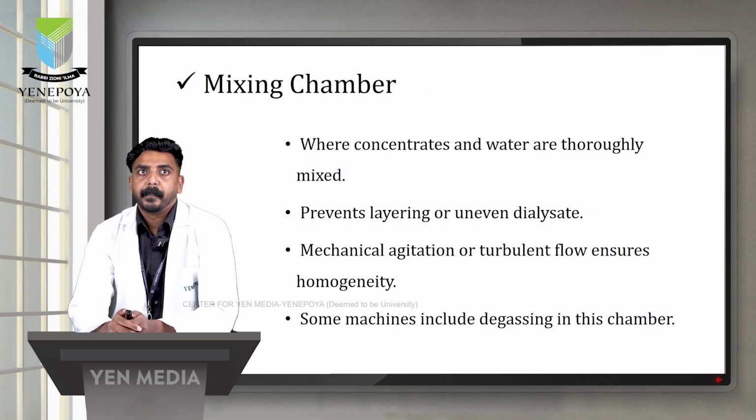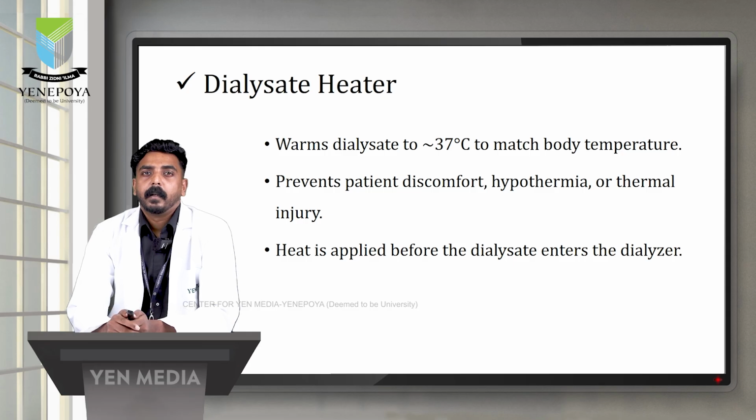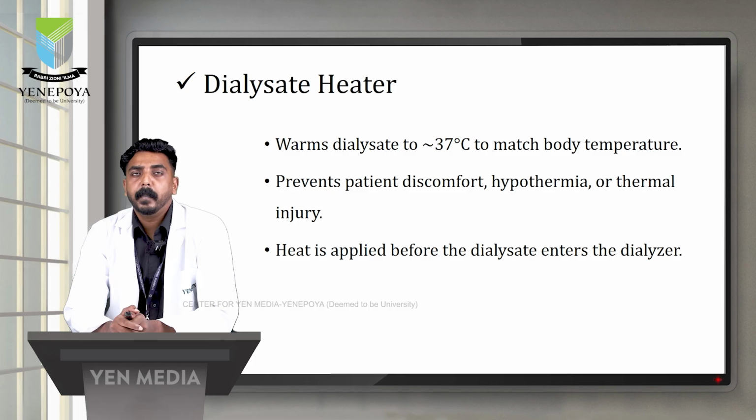Coming to the mixing chamber. The mixing chamber is where the concentrate and water are thoroughly mixed. It prevents layering or uneven dialysate. Mechanical agitation or turbulent flow ensures homogeneity. Some machines include degassing in this chamber. Dialysate heater. The dialysate heater warms dialysate to approximately 37 degrees Celsius to match the body temperature. It prevents patient discomfort, hypothermia or thermal injury. Heat is applied before the dialysate enters the dialyzer.